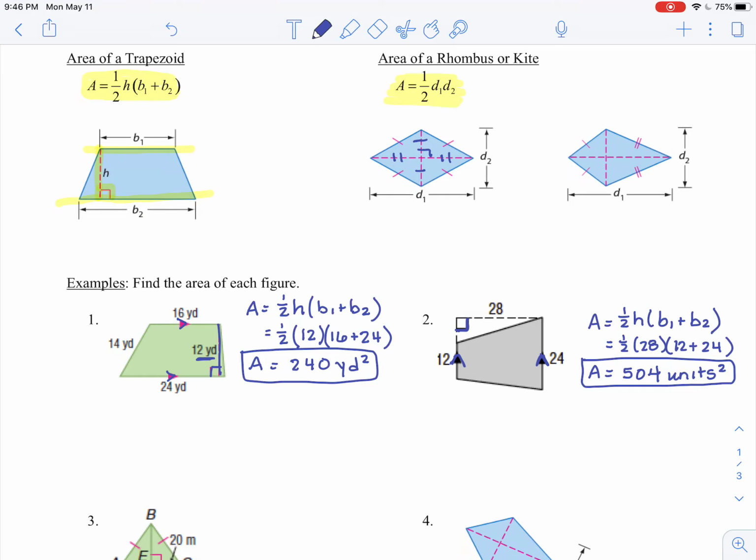In a kite, 2 consecutive sides are congruent. Again, the diagonals are still perpendicular, but both diagonals do not get bisected. Only the one that connects the non-congruent sides gets bisected.